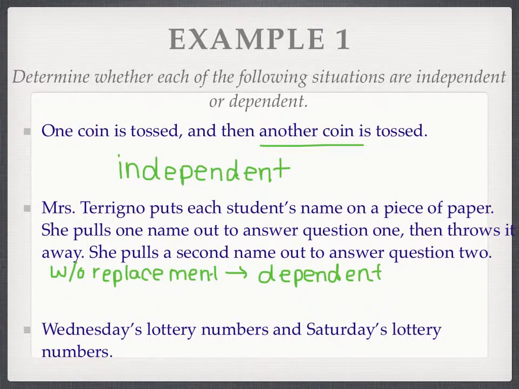Okay, Wednesday's lottery numbers and Saturday's lottery numbers. A lottery is just a random drawing of numbers, okay? Random drawing of numbers on Wednesday, random drawing of numbers on Saturday. Unless I drew the numbers on Wednesday and then kept them out of Saturday's drawing, which is not how a lottery actually works. But if that were the case, this would be a dependent situation. However, a normal lottery would just be independent, because Saturday's drawing is not based at all on what Wednesday's drawing was. The numbers might be the same, they might not. There's no impact there.